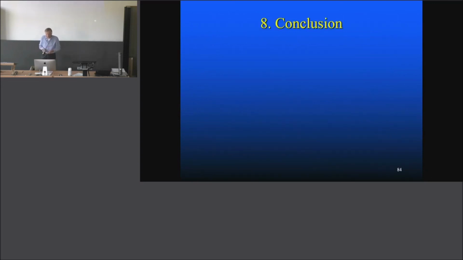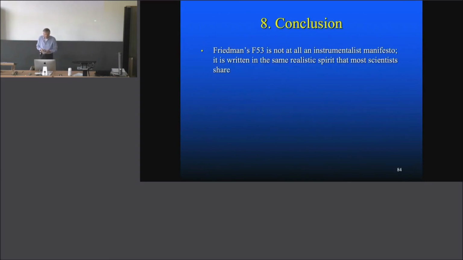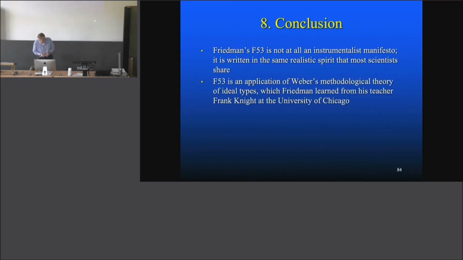Okay, so my conclusions about this paper. Friedman's F53 is not at all an instrumentalist manifesto. This is a crass misreading. It is written in the same realistic spirit that most scientists share. Anyway, it's only in physics, because of quantum mechanics and all that stuff which nobody understands, that you have some people who say it's only instrumentalism. But if you ask normal scientists in geology or the social sciences, of course, whatever theoretical terms they use, they think they are there. Most people, anyway. F53 is an application of Weber's methodological theory of ideal types, which Friedman learned from his teacher Frank Knight at the University of Chicago.